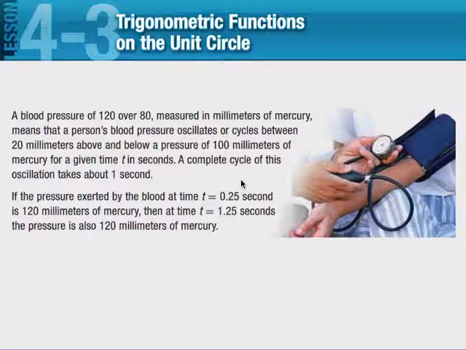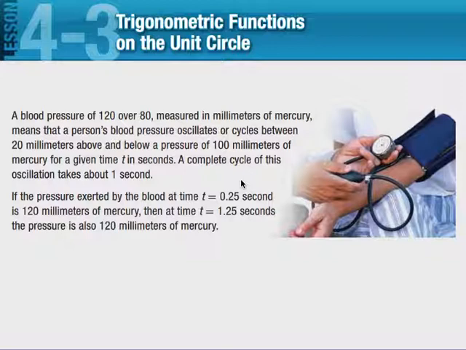It says a blood pressure of 120/80 measured in millimeters of mercury means that a person's blood pressure oscillates or cycles between 20 millimeters above and below a pressure of 100 millimeters of mercury for a given time t in seconds. A complete cycle of this oscillation takes about 1 second. So understand, if you have 100 millimeters of mercury, 20 above would be 120, 20 below would be 80. That's where the 120/80 comes into play.